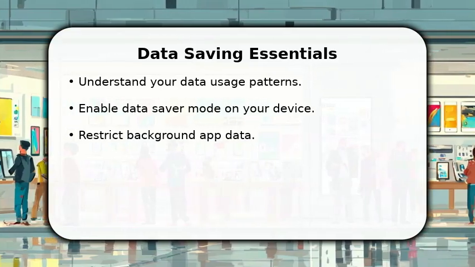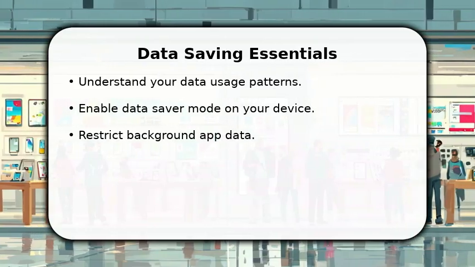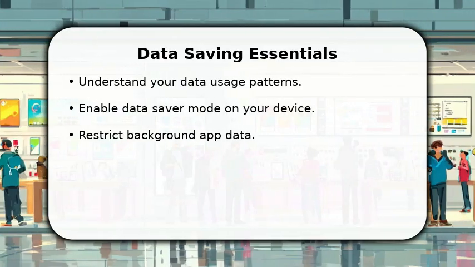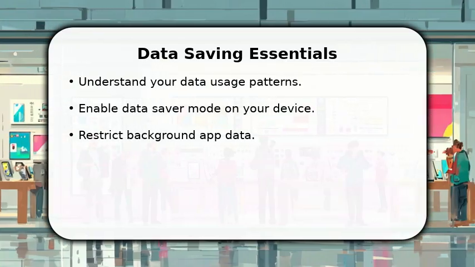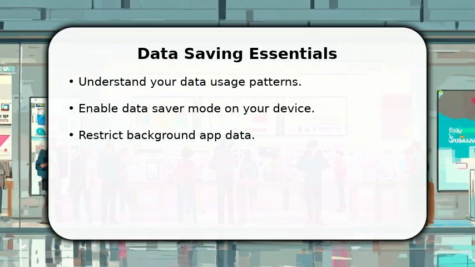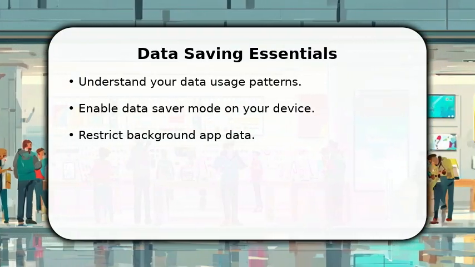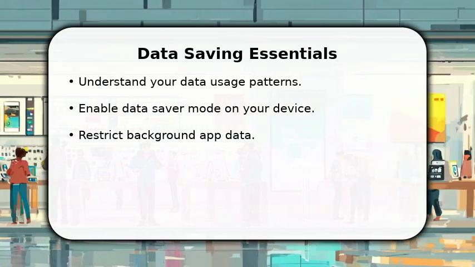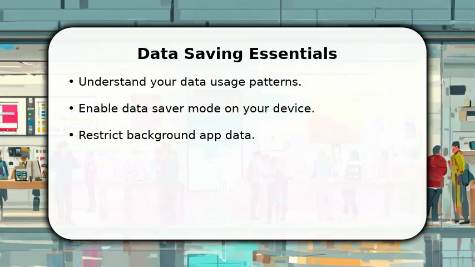Enjoy the video. In this video, I will explain how to use less internet data on mobile. First, get familiar with your phone's data usage settings to see which applications consume the most. Then, activate your device's built-in data saver mode, which can significantly reduce consumption by up to 50%. Also, make sure to restrict background data for applications you don't actively use, preventing them from refreshing and downloading content when you're not looking. These initial steps are crucial for immediate savings and better control.